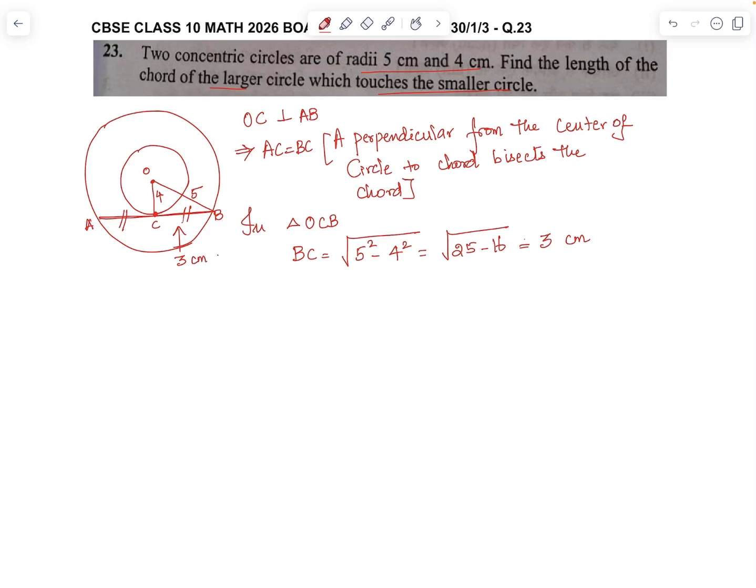The full length of the chord is AB, which is written as the sum of AC and BC. AC is also equal to BC, so let's replace that with BC. So AB becomes 2 times BC, which is twice 3 centimeter, that is 6 centimeter. That is, the length of the chord of the larger circle is 6 centimeter.